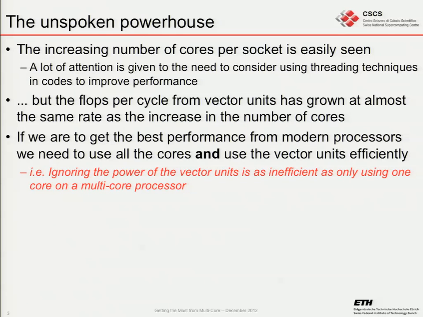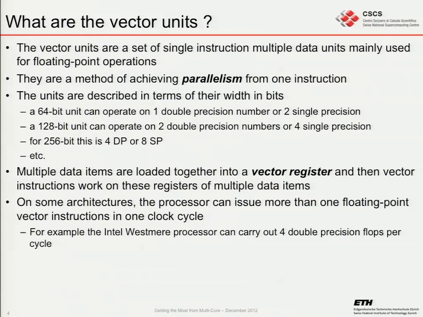So if we don't make good use of those vector units, then in double precision, for example, on a Sandy Bridge processor, we'll get 1/4 of the peak performance at maximum. Single precision, it gets even worse, it's 1/8. And as we go on to new architectures, such as the Xeon Phi, that gets worse and worse still. So, well, what are these vector units that I talk about?